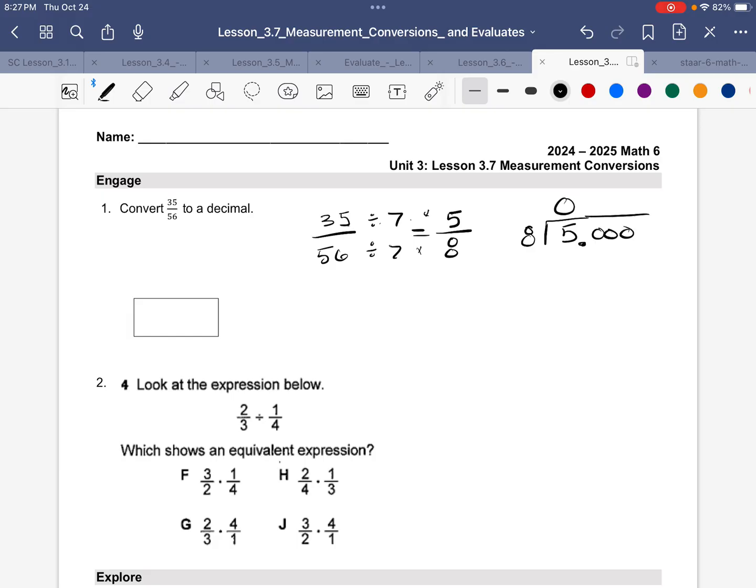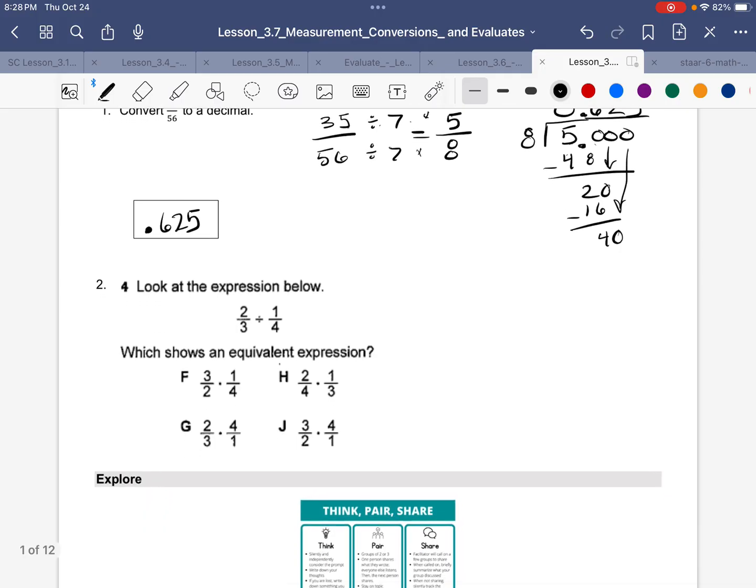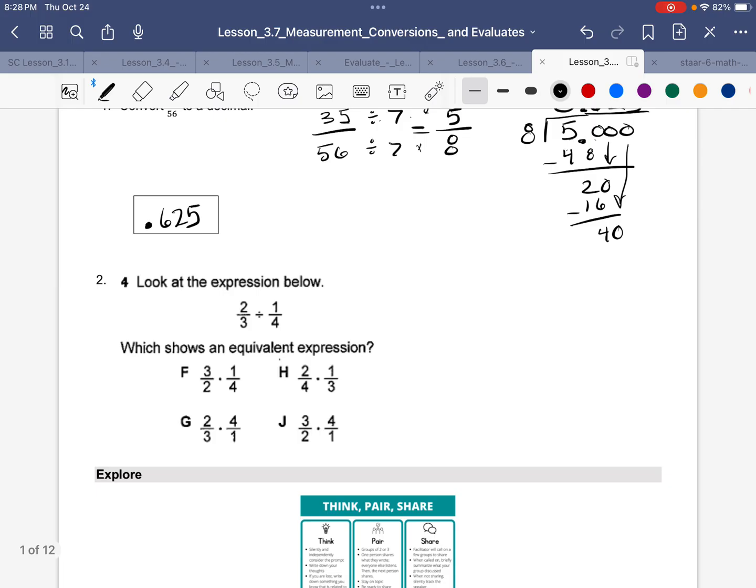So 0 here. We can try 50, then that's 6, 48. 2 left over, bring your 0 down. 2 groups, 16, do your subtraction. Bring your 0 down, 5, so 0.625. So it's easy if you simplify that first, versus trying to do 35 divided by 56.